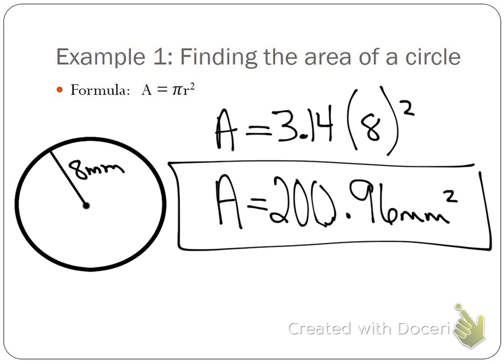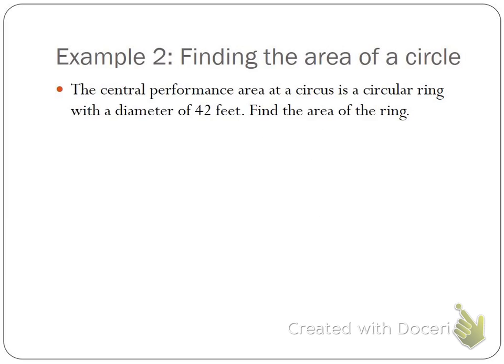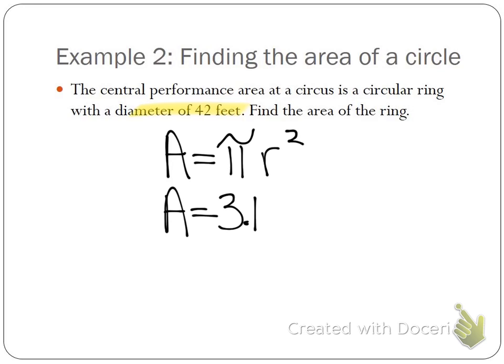Now in example 2, now we're finding the area of a circle. Except now, what does it give me? The diameter. So my formula doesn't allow for diameter, but can I find the radius if I know the diameter? Yes. What can I do to it? Divide by 2. So what would my radius be? 21. A equals 3.14 times 21 squared.